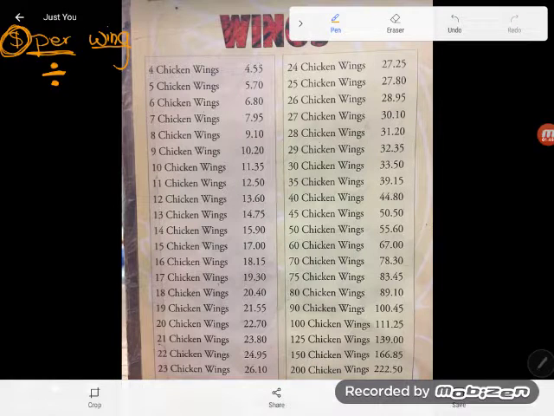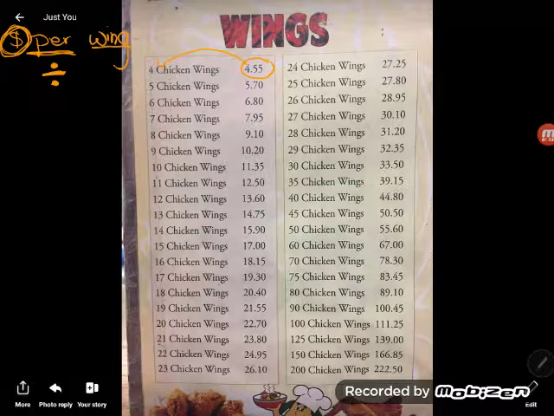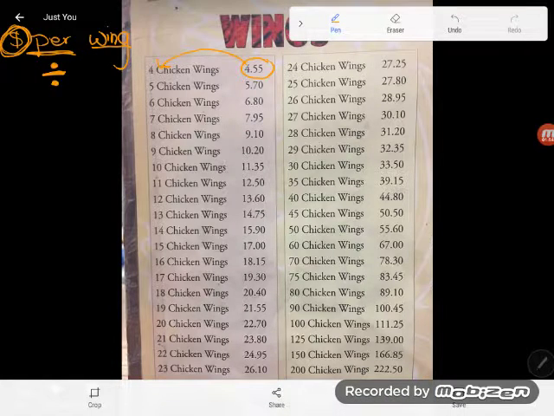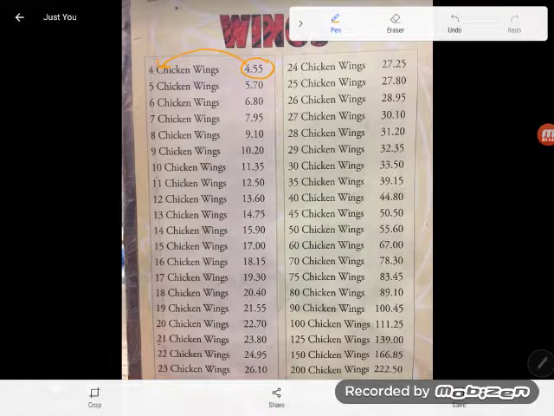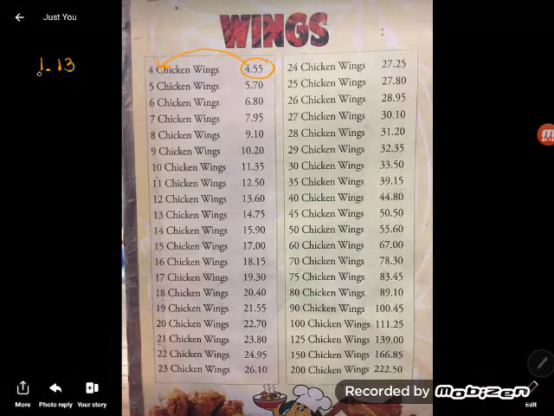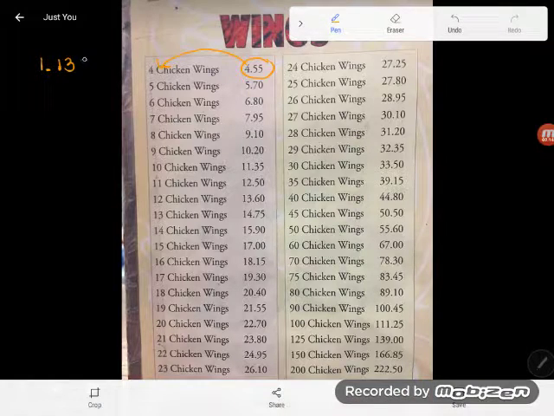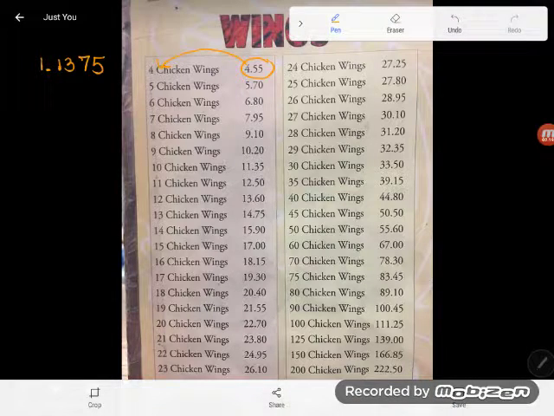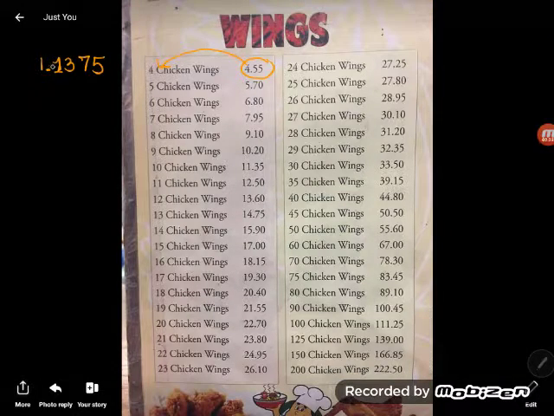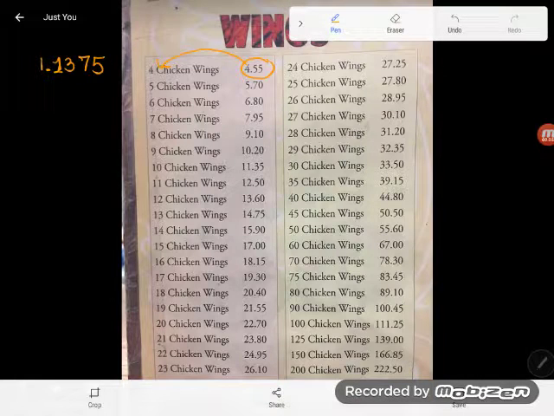For the first one, I'll take the price, $4.55, and divide by the number of wings, 4. So 4.55 divided by 4. And I am not trying to do all this division by hand, y'all. I don't have that kind of time. I'm using my trusty TI-30XS MultiView calculator, the one we get on the GED, in order to compare this. So I find out this is $1.13.75. Okay, so it's a little over 13 cents, almost 14 cents per chicken wing.